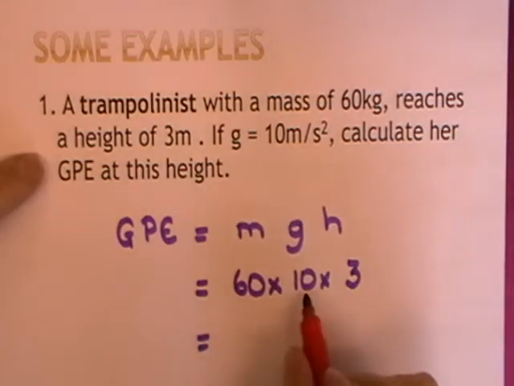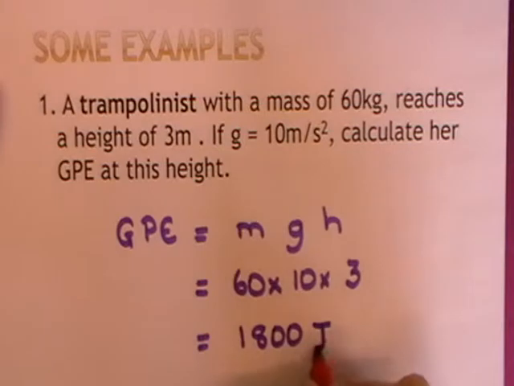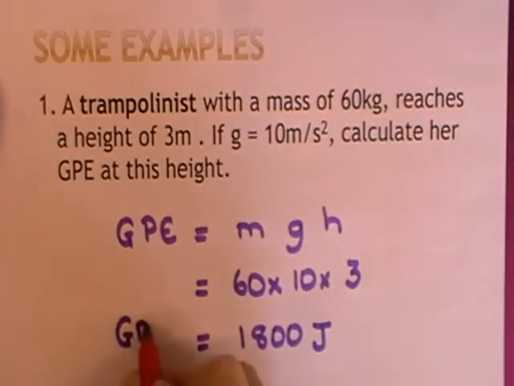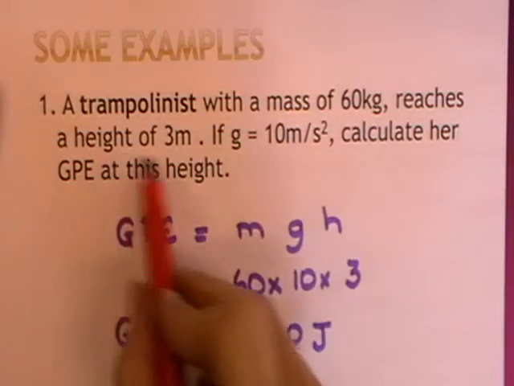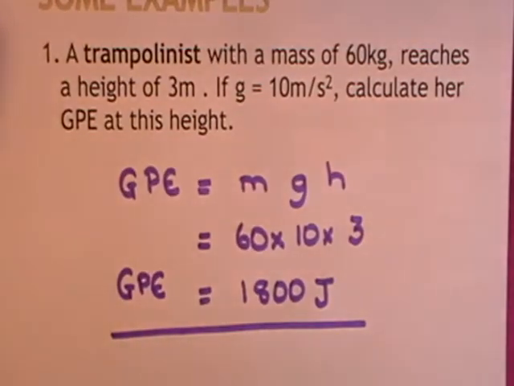So 60 times 10 gives you 600. And multiply 600 by 3, you get 1800. You could do that on a calculator if you wanted. So the amount of gravitational potential energy that the trampolinist has at a height of 3 metres is 1800, and the unit we always use for energy is joules, capital J.